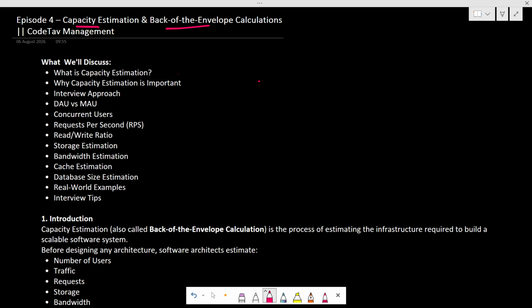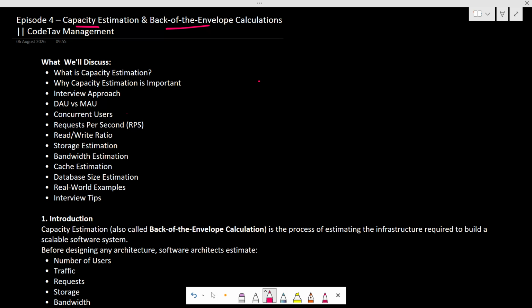So this capacity estimation is also known as the back of the envelope calculations actually. But I have given these two names here to understand better. So one of the biggest mistakes candidates make during a system design interview is immediately drawing servers and databases without understanding how much traffic the system is expected to handle, right? So before selecting a database, deciding on caching or planning horizontal scaling, we first need to estimate the system's capacity.